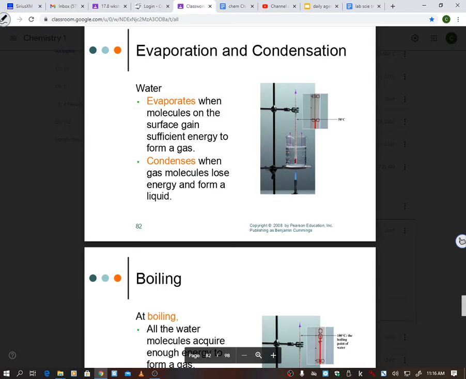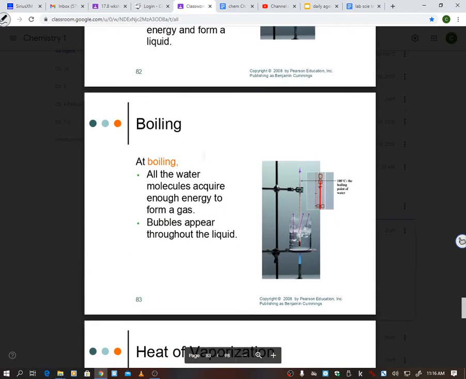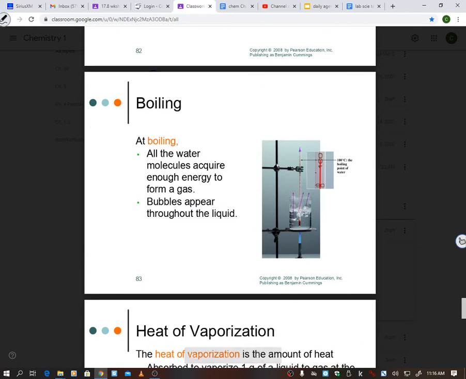So let's go down to boiling. At boiling, all the water molecules have enough energy to form a gas, so bubbles appear. So when you are boiling water, there's enough energy that heats it up and you form this gas bubble, and that bubble is then what comes up to the top and what you see.